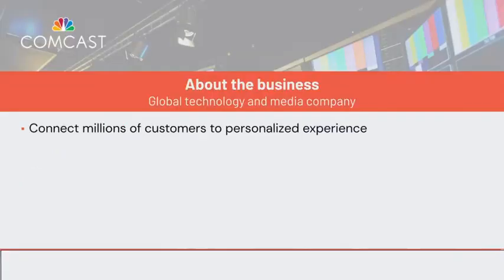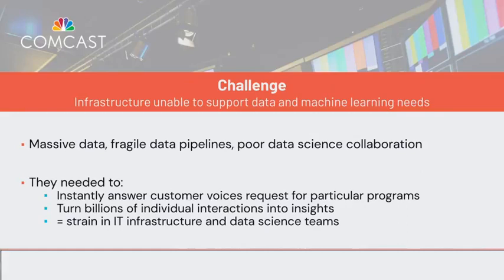Finally, we're going to talk about Comcast. Comcast was working on a voice remote where customers could ask their remote for personalized programming recommendations. As you can imagine, that amasses a huge amount of data. The remote is designed to instantly answer a customer's voice requests. It has to turn billions of individual interactions into actionable insights. This strained Comcast's IT infrastructure and their data analytics and data science teams.